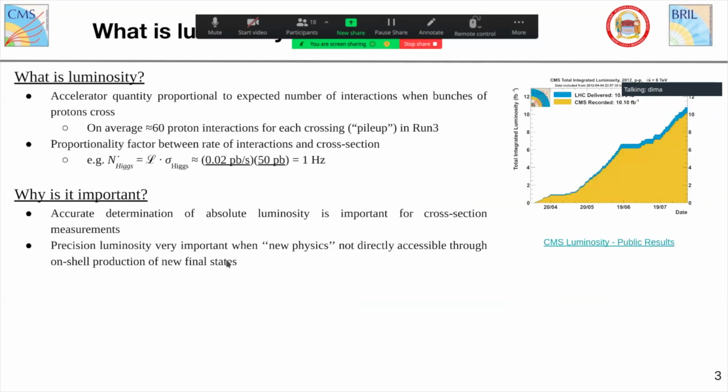So what is luminosity? Basically, it's the ratio between the production rate and the cross-section. Why is it important? Well, this follows from that. If you want to measure cross-sections in experiments, we need to know luminosity with great precision.